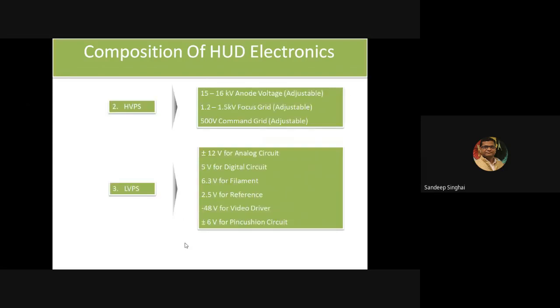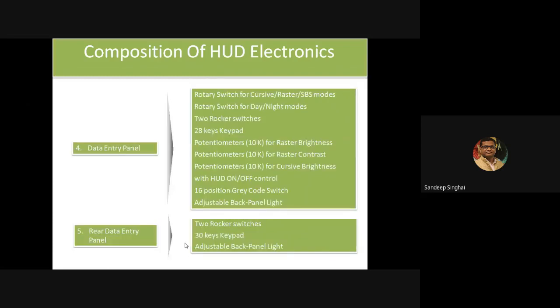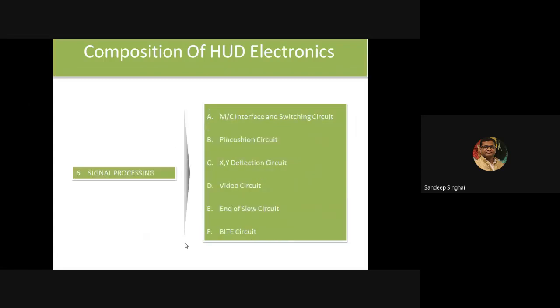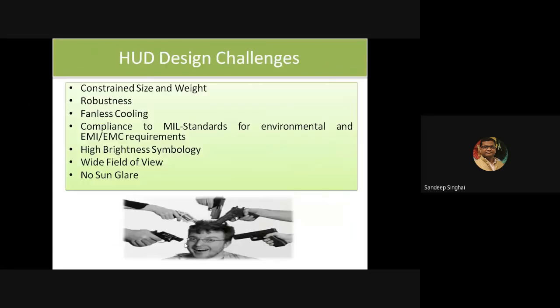Then high voltage power supply and low voltage power supplies for various power requirements. These are converted from 28 volt DC. We have a data entry panel and a RDEP, as I detailed earlier. And then these are the basic various signal processing tasks which are to be performed on the main card.